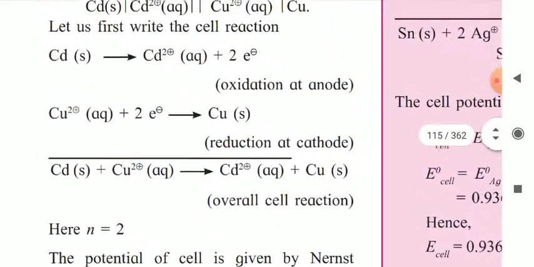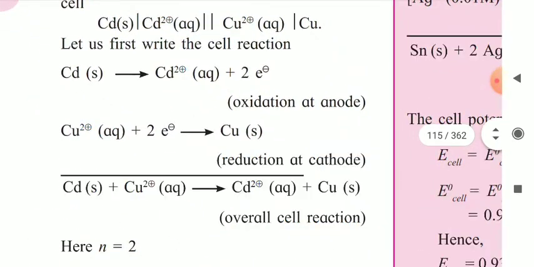Now students, consider the cell. The cell is provided in your textbook, the cadmium and copper cell. One half cell represents the cadmium cell and the other half cell represents the copper cell. Let us first write the cell reaction. At the left hand side half cell, that is the cadmium cell, oxidation will take place, and at the right hand side half cell reduction will take place. Anodic oxidation and cathodic reduction.